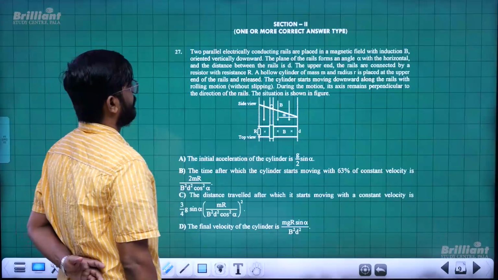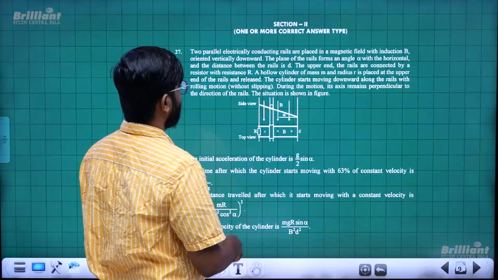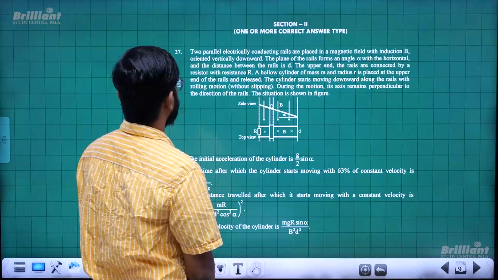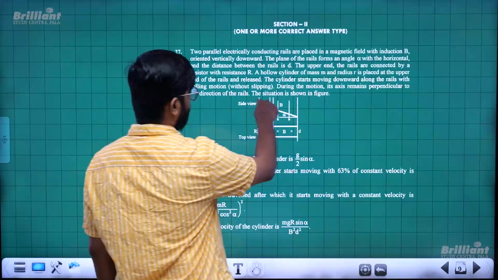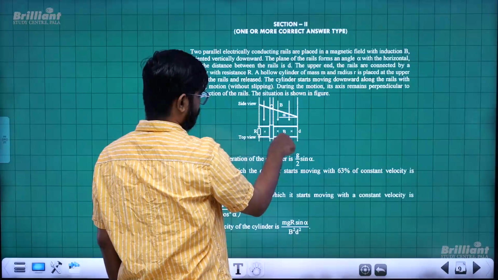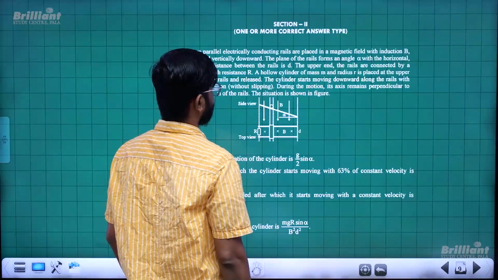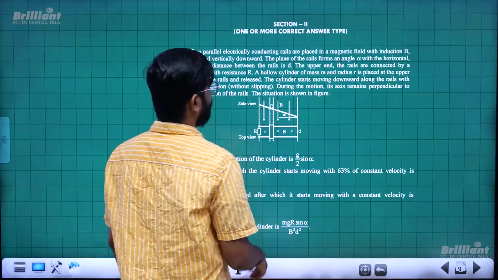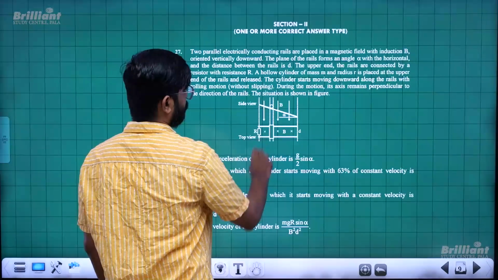Two parallel electrically conducting long rails are placed in a magnetic field with induction oriented vertically downwards. Now yeah, it is like a wedge thing. When you are observing from the top, it looks like this. Okay, it's like a wedge thing and there is some kind of cylinder. The upper ends of the rails are connected to a resistor. The resistor they can't show here, so they have shown it here.